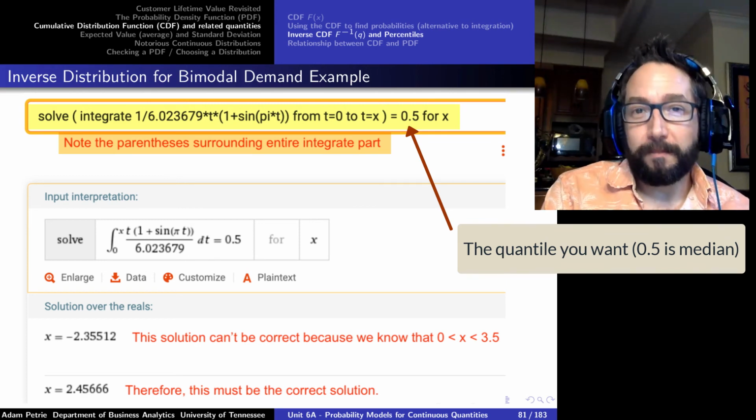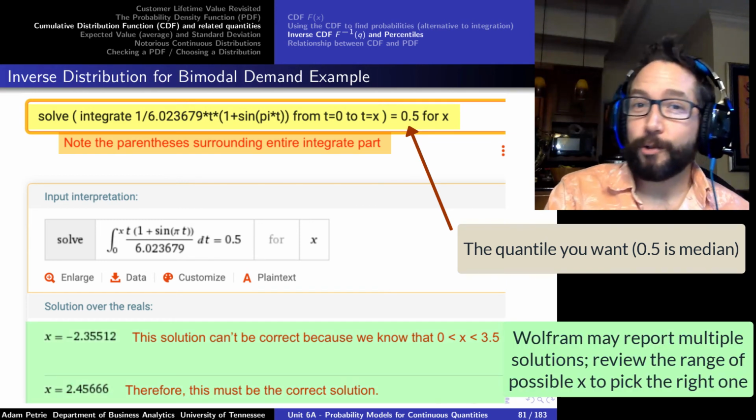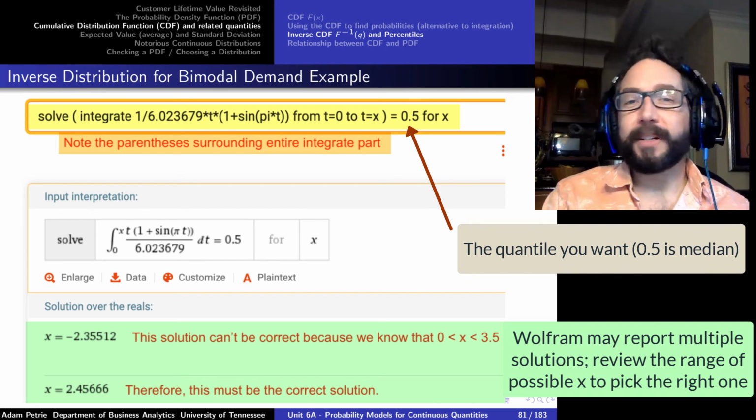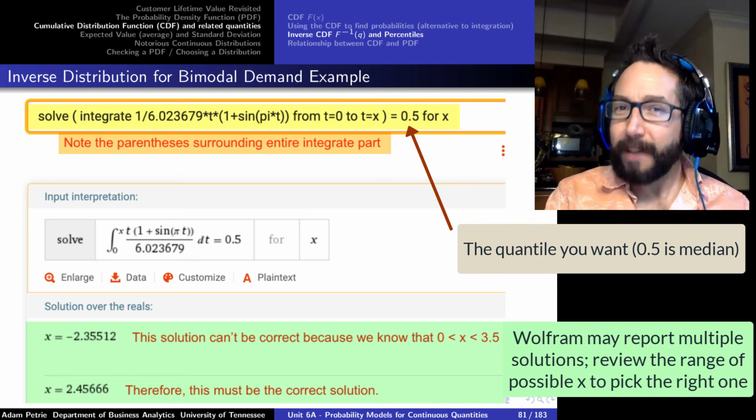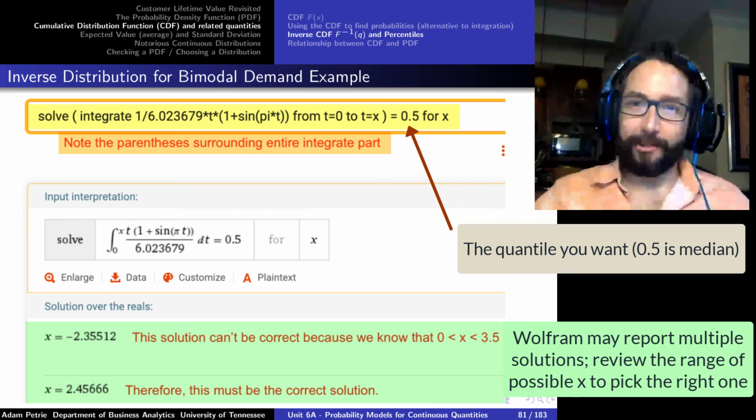Now, Wolfram Alpha, we'll notice that sometimes there are multiple solutions to that equation, and so you still have to put in a little bit of work to determine which one's the right one. But just put on your thinking cap, use some logic to figure that out.